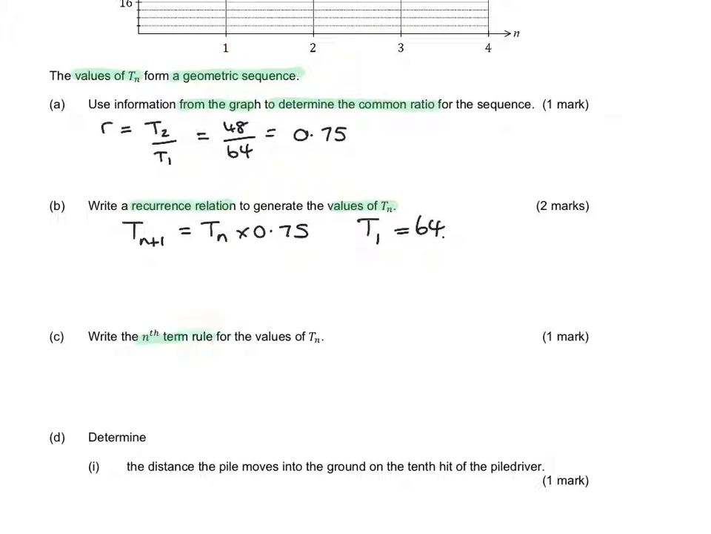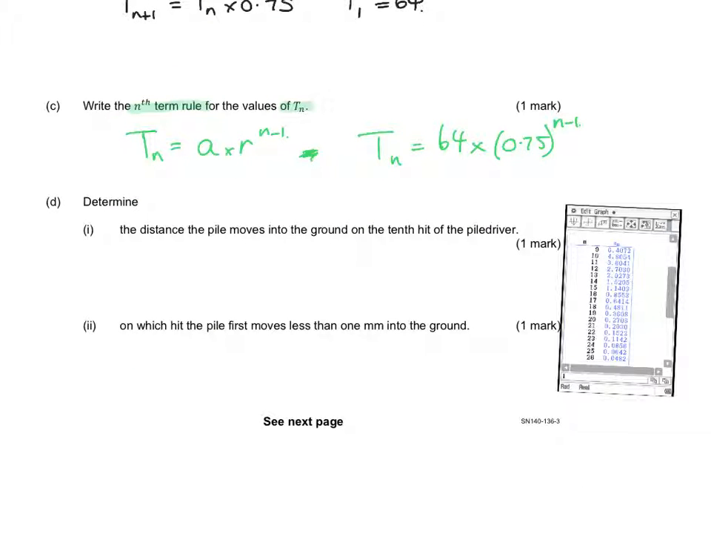Write the nth term rule for the values of Tn. So the nth term is a times r to the power of n minus 1. So in this case, Tn is 64, which is our a value, times r, which is 0.75, to the power of n minus 1.